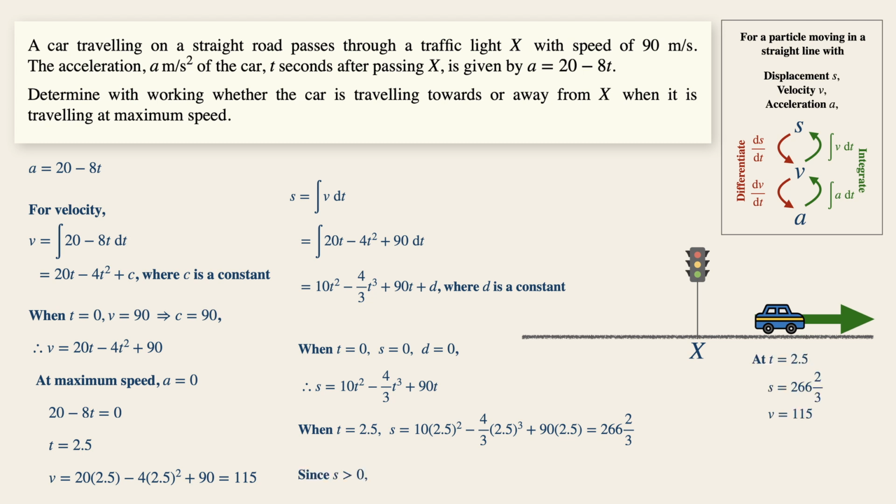Since s is positive, the car is located on the right-hand side of X, and with a positive velocity along this straight road, we can conclude that the car is moving away from X when t equals 2.5 seconds. And this is where the maximum speed happens.